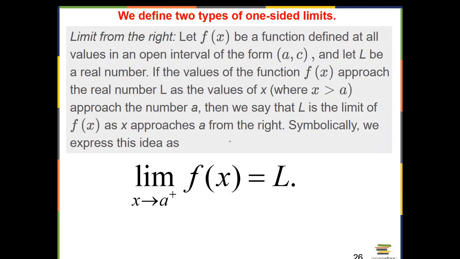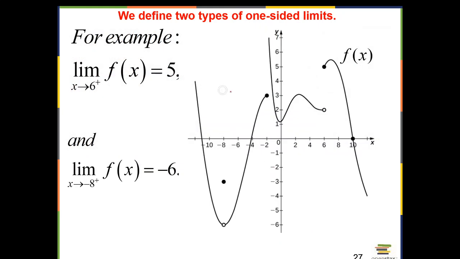All right. Now, what about if we are interested in the behavior of the function when input values approach a from right? Then the notation is x approaches a from the right. So we put a plus sign on the top. And an example of that is the same example, but this time from the right. What's the limit of f of x when x approaches 6 from right?